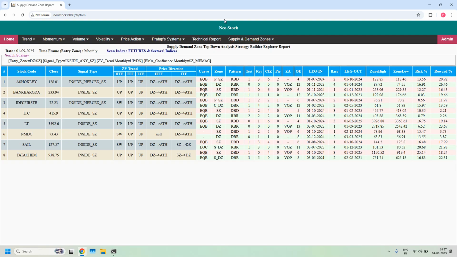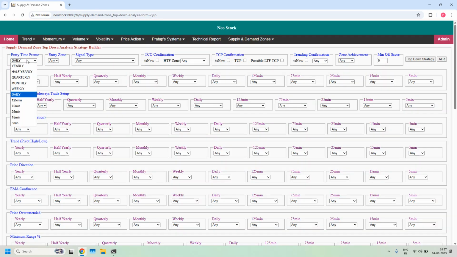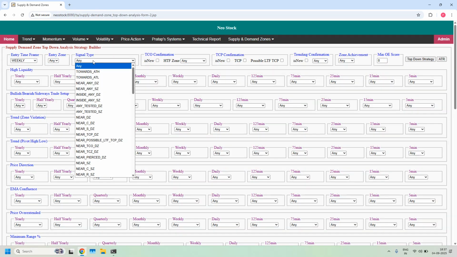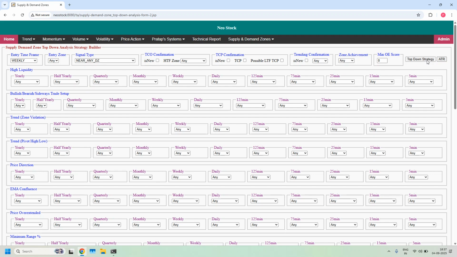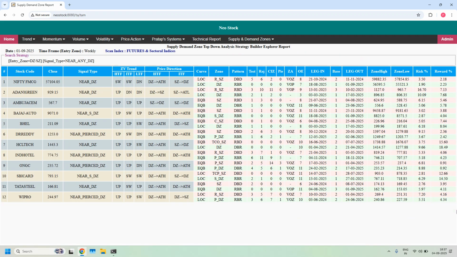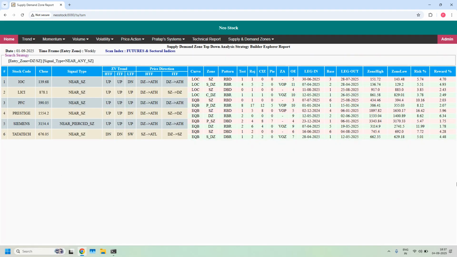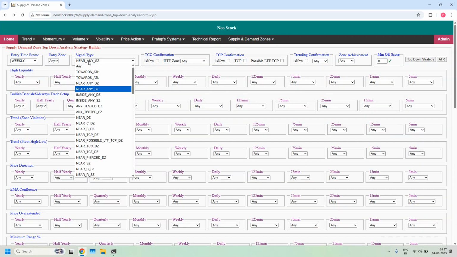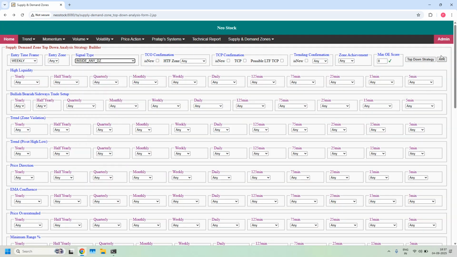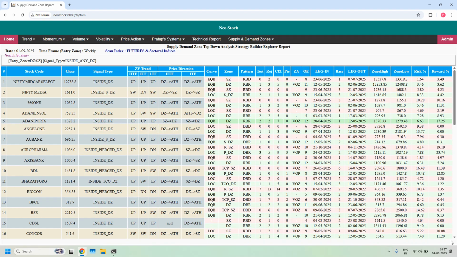Okay, next time frame is weekly. Stocks near the weekly demand zone, we got 12 stocks. Next, stocks near the weekly supply zone, we got 6 stocks. Next, price closed inside the weekly demand zone. First 16 stocks in the list. I'm scrolling the list down.